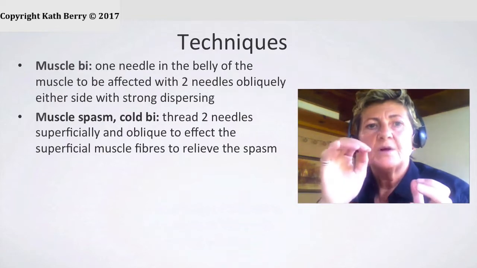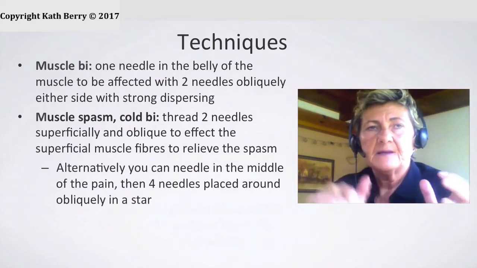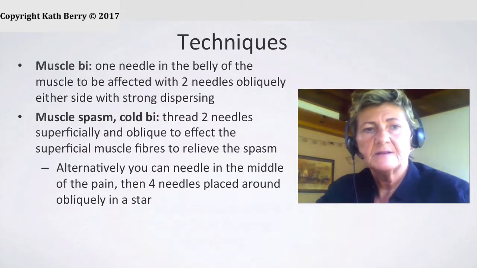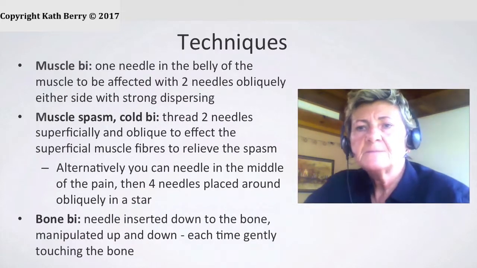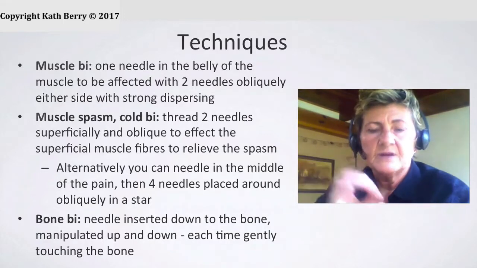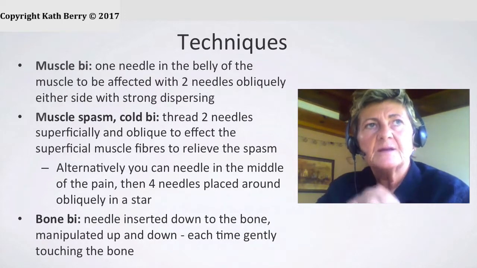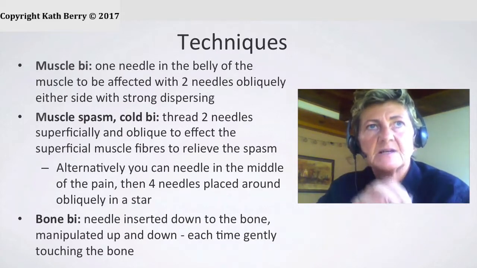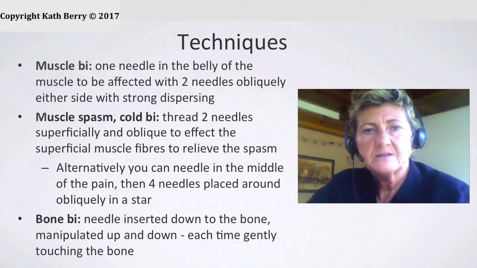Or you can just put one needle right in the middle of the pain and four or five needles around it, kind of surrounding the dragon. For bone Bi, some people insert the needle right down to the bone and do an up and down technique, manipulating the needle up and down, so each time they go down, they're gently touching the bone.